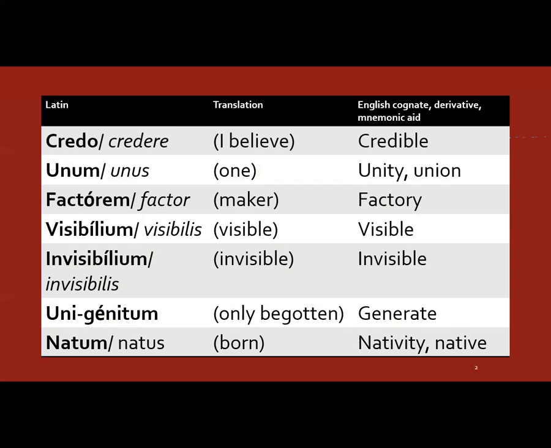Unigenitum, we have our word unus there, and we have genitum, which comes from the word to generate, to come into being. And here it means the only begotten son, the only generated son. Natum is from which we get our words nativity or native. It means born. Something even natural means something that is born into things.